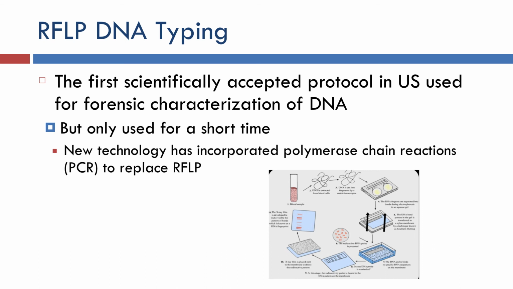RFLP DNA typing is actually the first scientifically accepted protocol in the U.S. that was used for characterizing DNA, but only for a short time. New technology has incorporated the polymerase chain reaction, or the PCR, to replace the RFLPs. The RFLP DNA typing was most notably brought to light with the President Clinton Monica Lewinsky case.